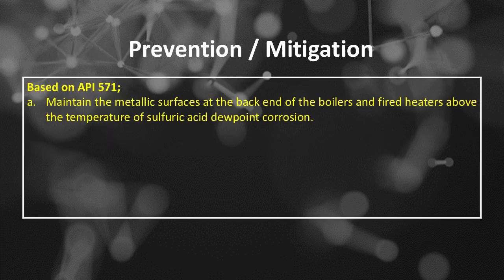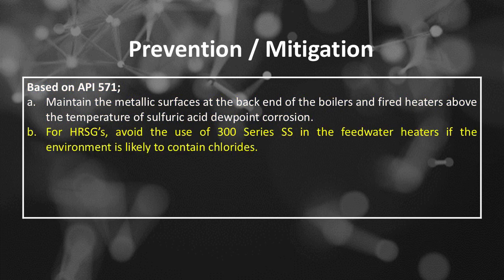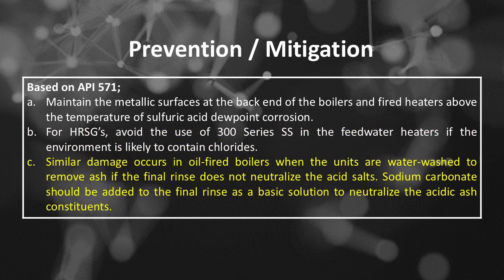Flue-gas dew point corrosion damage prevention and mitigation based on API 571. Number A. Maintain the metallic surfaces at the back end of the boilers and fired heaters above the temperature of sulfuric acid dew point corrosion. Number B. For HRSGs, avoid the use of 300 series SS in the feedwater heaters if the environment is likely to contain chlorides. Number C.